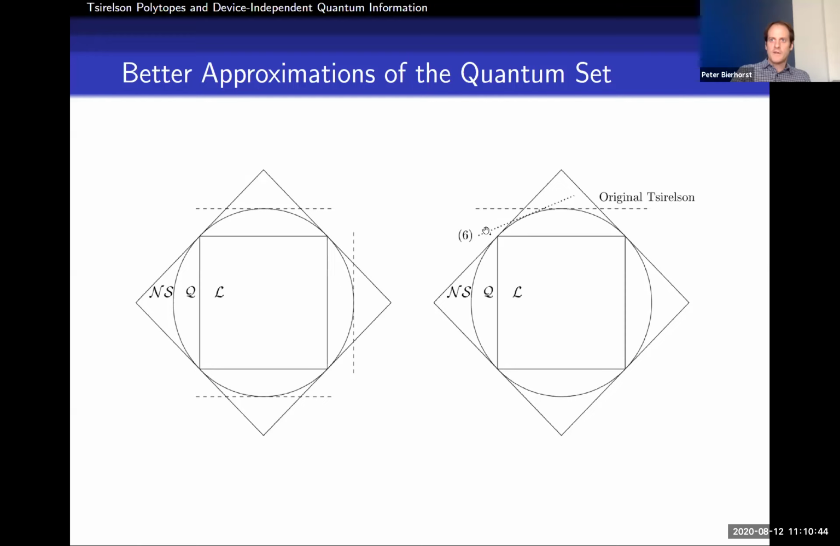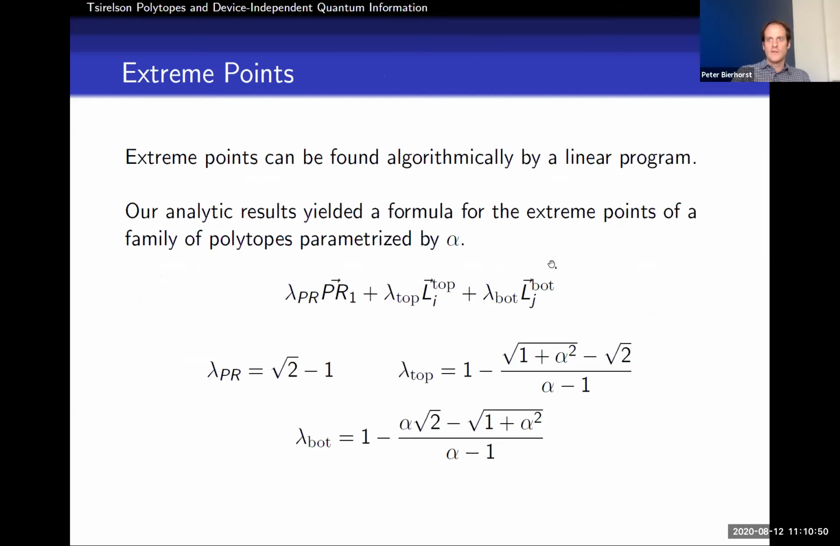So there's many different lines. They could be angled at very different things. Alpha parameterizes that tilt. And we found the extreme points of the polytope given in terms of these convex weightings of the extreme points of the original no-signaling polytope. So that's kind of our main result, but it's mostly interesting for how it helped us improve randomness generation. I've only got about 4 minutes left, including my question time, so I'm going to give a very high-level overview of that.